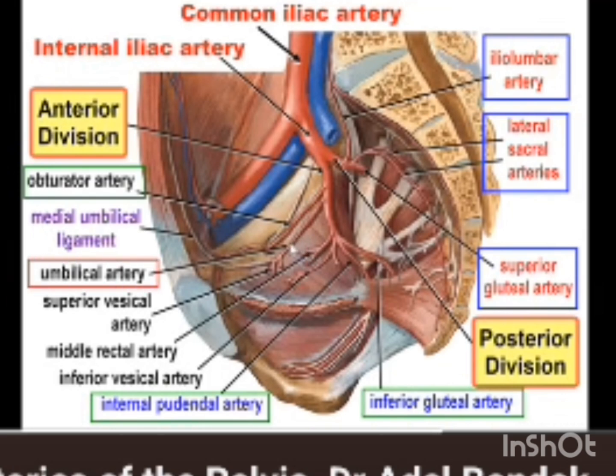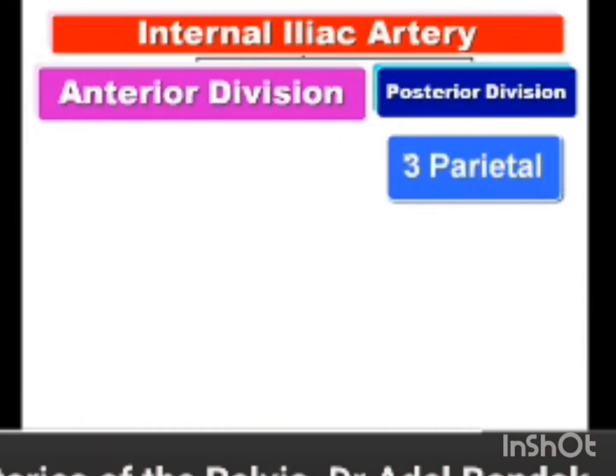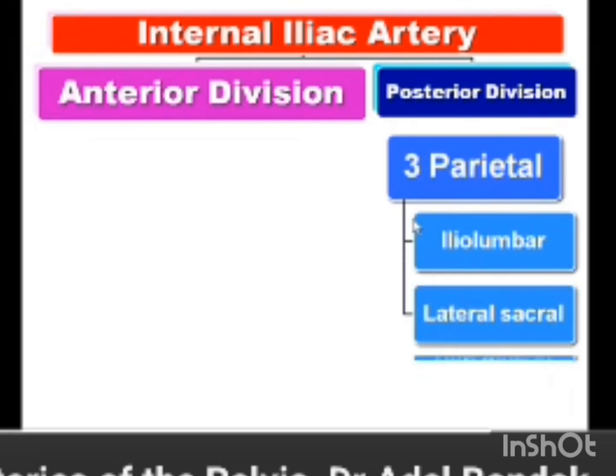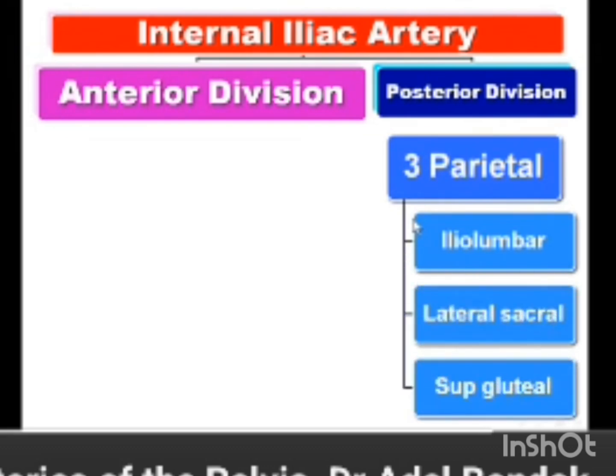This umbilical artery gives the superior vesical branches and obliterates. The posterior division gives three parietal branches, ILS: iliolumbar, lateral sacral, and the superior gluteal to the gluteal region.